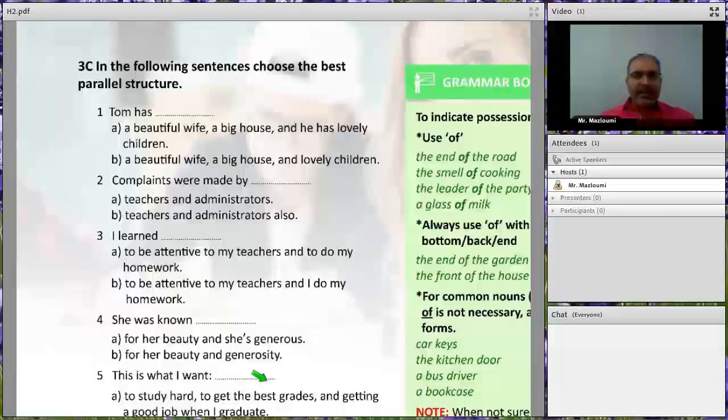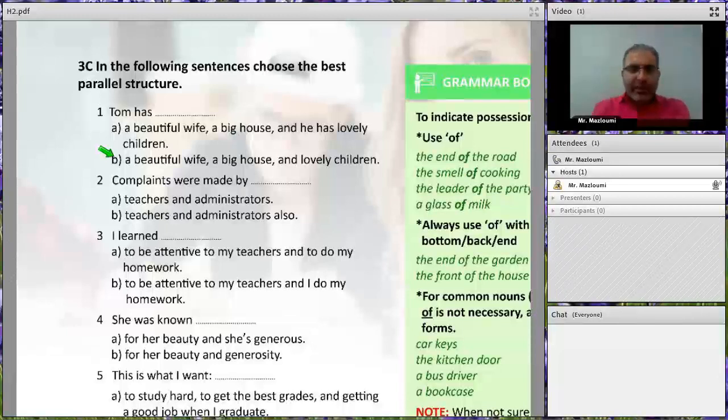So, 3C. In the following sentences, choose the best parallel structure. Remember, parallel means similar. Here you need to choose the structures that are similar. They are, for example, nouns, adjectives, noun phrases. Okay? Number 1, the correct answer is B. Tom has a beautiful wife, a big house, and lovely children.